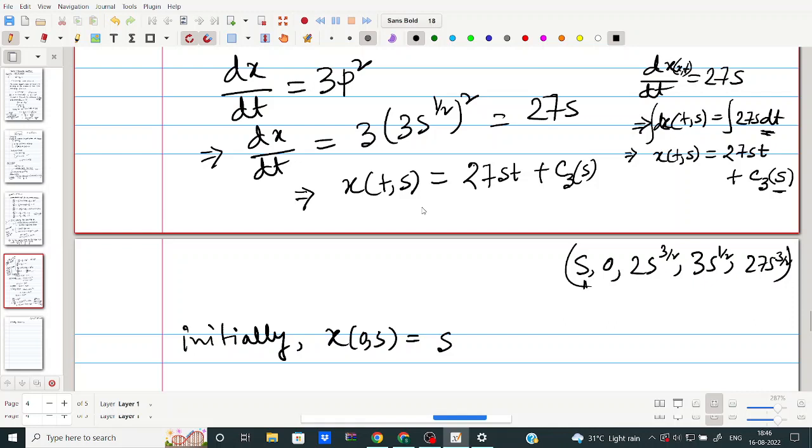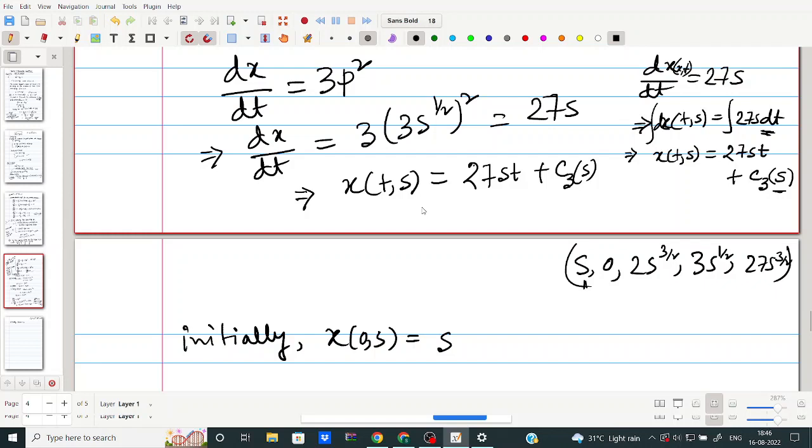So initially u at t equal to 0 is 2 s^(3/2). So I'm putting t equal to 0 here, so 2 s^(3/2) equals c(s). Okay. So I got u equal to 54 s^(3/2) t plus 2 s^(3/2). Okay, right? So let me first write the solution that I got.